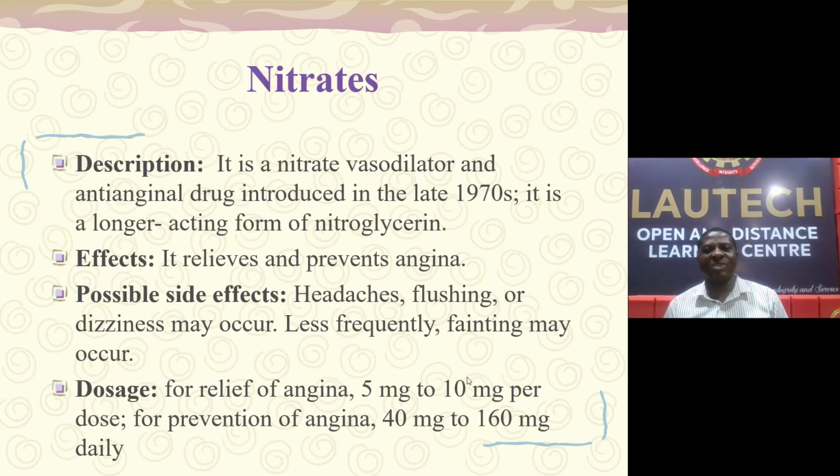Description: it is a nitrate vasodilator and anti-angina drug introduced in the late 1970s. It is a longer-acting form of nitroglycerin. Effect: it relieves and prevents angina. Possible side effects: headache, flushing, or dizziness may occur. Less frequently, fainting may occur. Dosage: for relief of angina, 5 milligram to 10 milligram per dose. For prevention of angina, 40 milligram to 160 milligram daily.